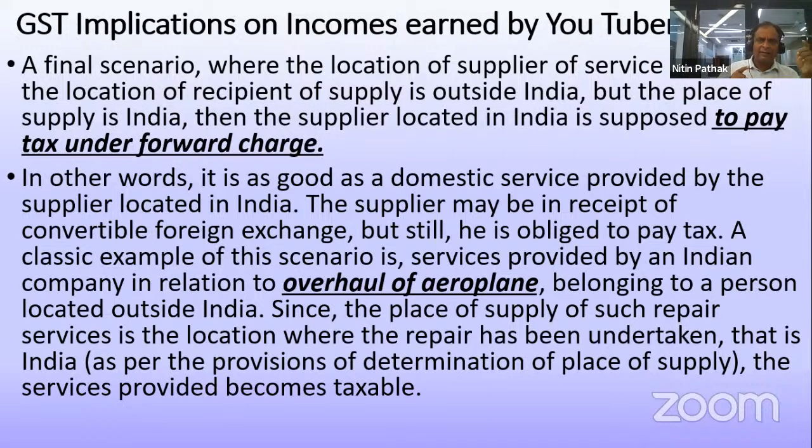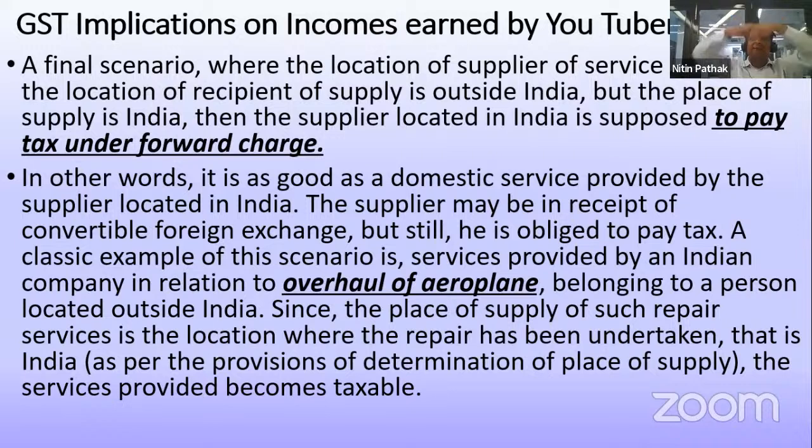What is the case here? The aeroplane is repaired in India. The supplier of service is in India. The service provider is in India, but who wants that supply of services? The recipient is abroad. In other words, it is as good as a domestic service provided by the supplier located in India. The supplier may receive convertible foreign exchange, but still he is obliged to pay tax.